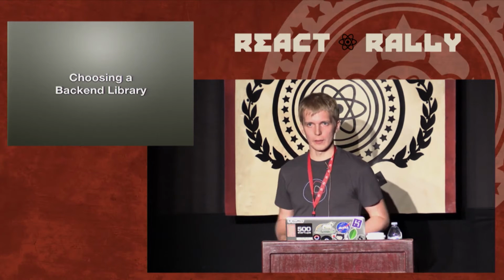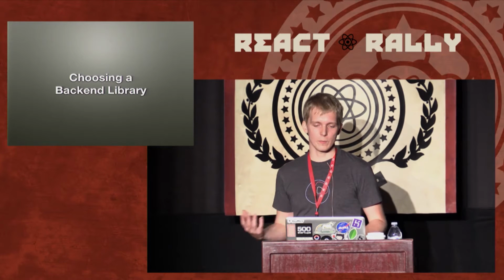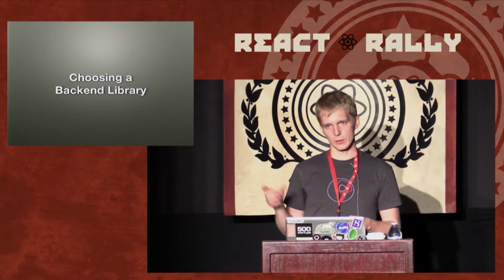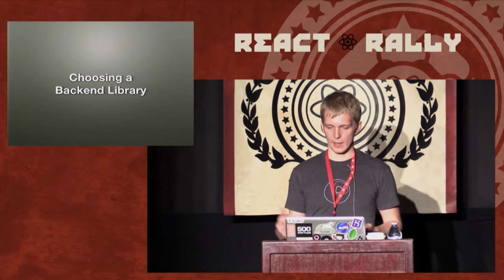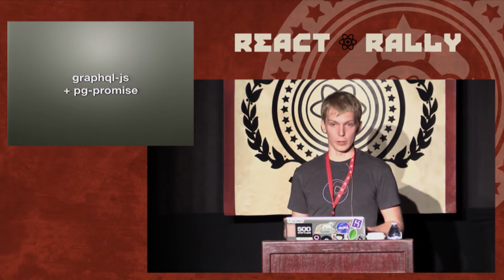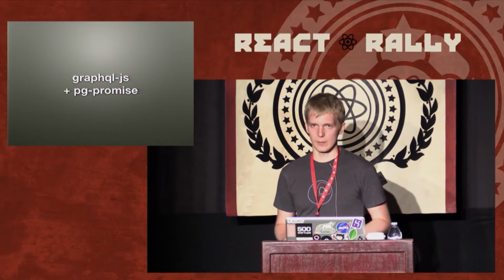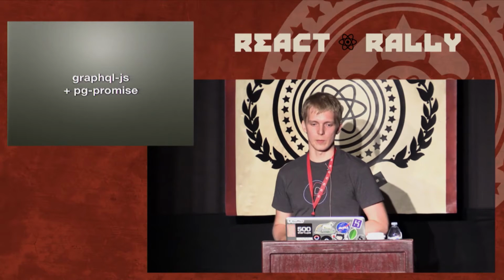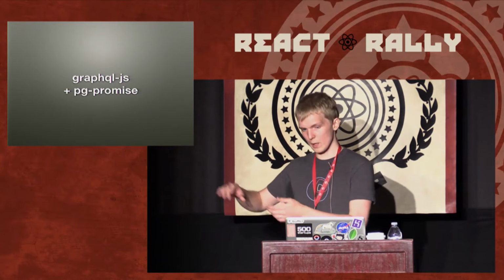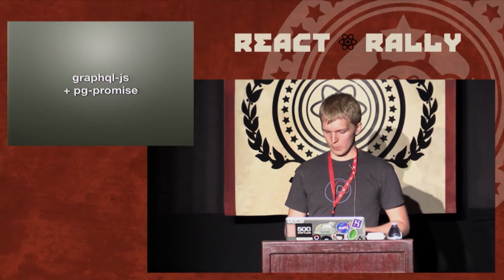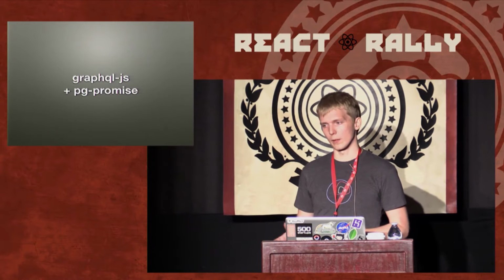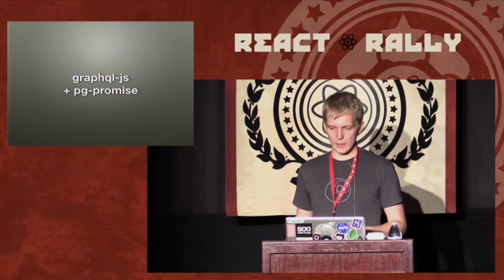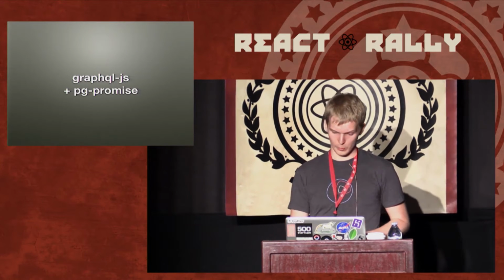So we're going to build a working thing. First of all, choosing a backend library. This little server sits in between a database and your client code, so what are we going to use? The easiest thing I've found so far is GraphQL.js and PGPromise, PGPromise being the Postgres library, and GraphQL.js being the reference implementation. I've also played with GraphQL Ruby a lot, but to be honest, it's just easier if you stay in JavaScript all the way.